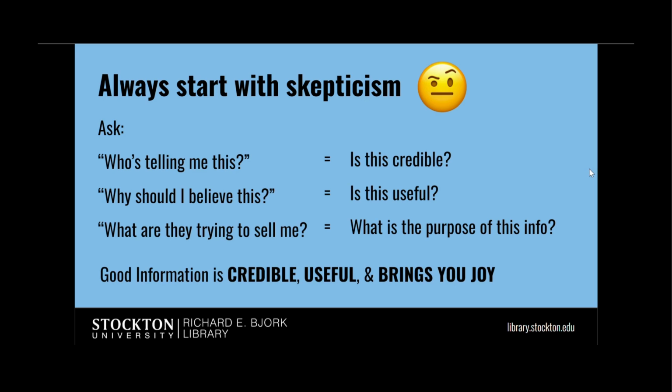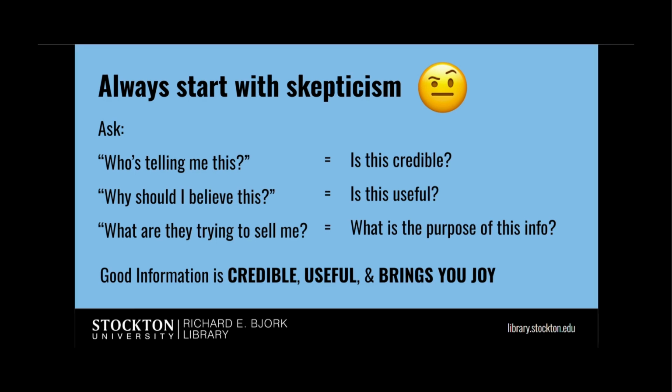In other words, good information is credible, useful, and I want to also point out that it brings you joy. Good information isn't just about being credible and useful. It needs to also suit your needs, right? It needs to make you happy in your research that, hey, I found this article, it fits my needs, I'm not doing anything bad with this information like cherry picking the information, and it's going to work perfectly. It brings you joy to use this article.